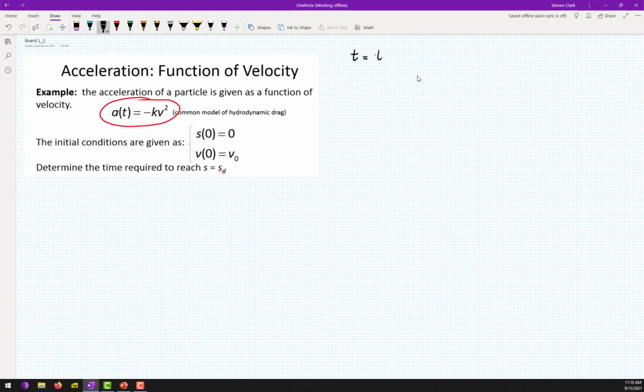t as a function of position. Determine the time required to reach this position. Actually not exactly this: at the very end, after obtaining this function, we should put here not s but s_d. So this is our goal. So let's do it. Solution.